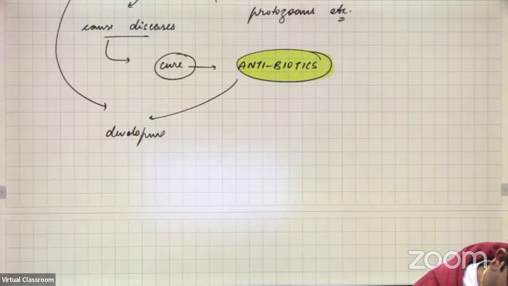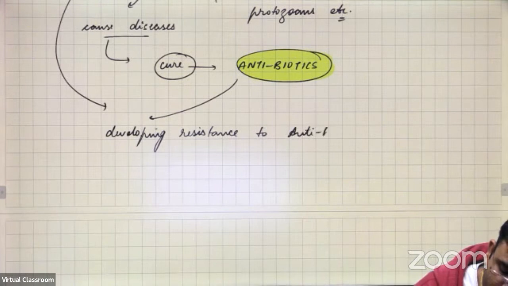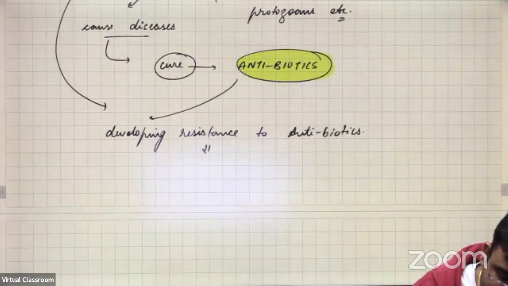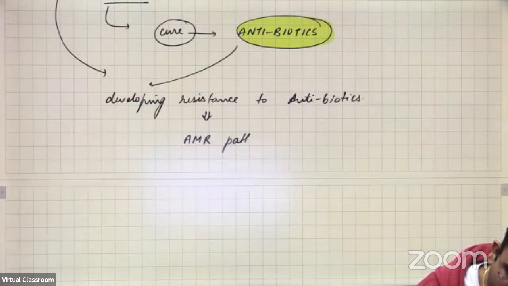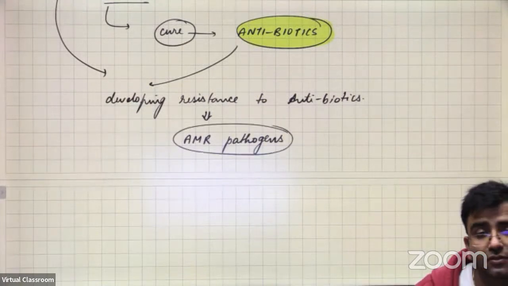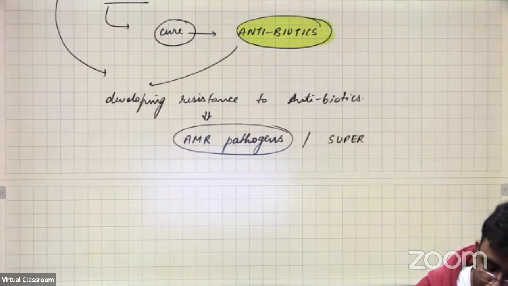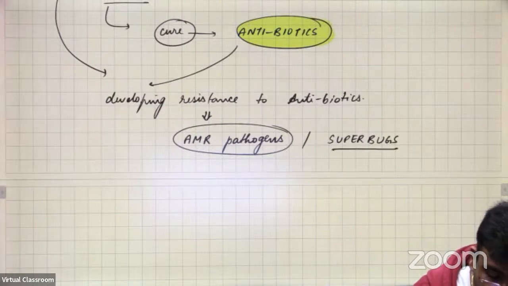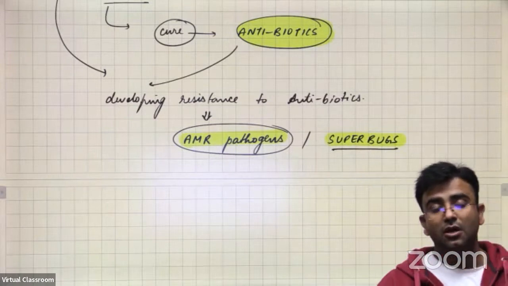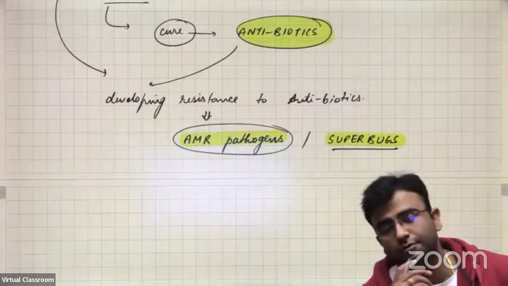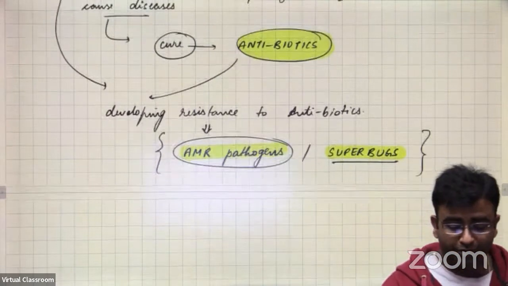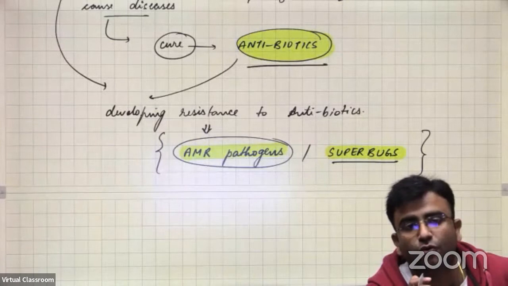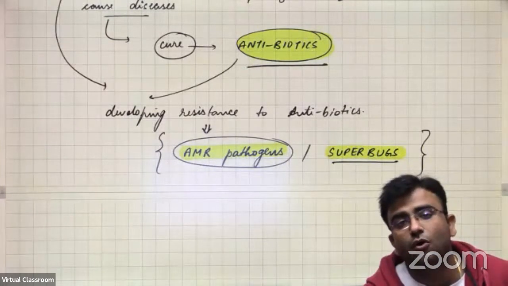They are developing resistance to antibiotics. These organisms that develop resistance to antibiotics are known as antimicrobial resistant pathogens, or another name for them is superbugs. Those disease causing organisms that have the potential of causing a very severe disease which cannot be treated by routine antibiotics, such kinds of pathogens and microorganisms are known as antimicrobial resistant organisms.